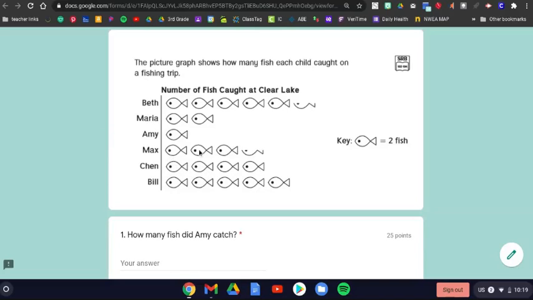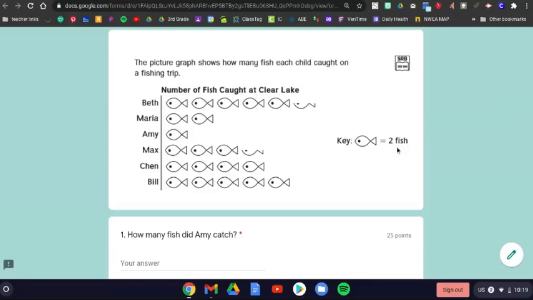How about Max? He has 1, 2, 3 full fish and this half a fish. What does the half fish mean? Half a fish is 1 because each full fish is 2. So Max caught 2, 4, 6, 7 fish. Amy caught 2 fish. Maria caught 4 fish. And Beth caught 2, 4, 6, 8, 10, 11 fish. Use the information carefully. Okay?